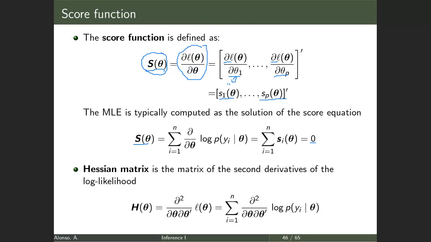You need to set all components equal to zero. That's a system of equations, and the values of theta that solve those equations may be the maximum likelihood. You need to look also at the Fisher information matrix.